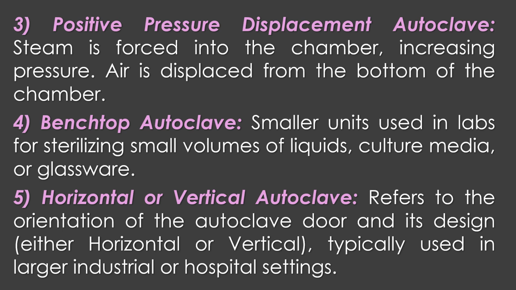The fourth type of autoclave is benchtop autoclave. This benchtop autoclave is a smaller unit used in labs for sterilizing small volumes of liquids, culture media, or glassware. The fifth and final type is horizontal or vertical autoclave. This refers to the orientation of the autoclave door and its design, either horizontal or vertical. Typically, this type of autoclave is used in large industries or hospital settings.